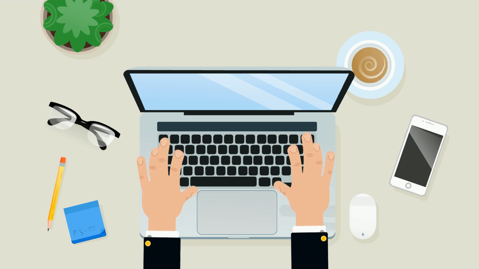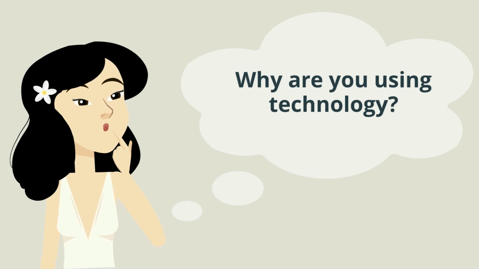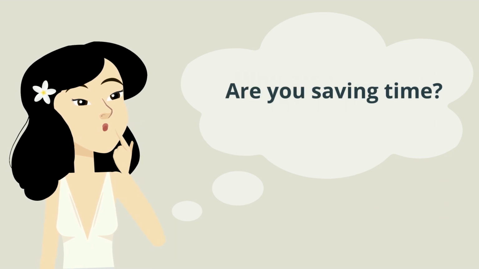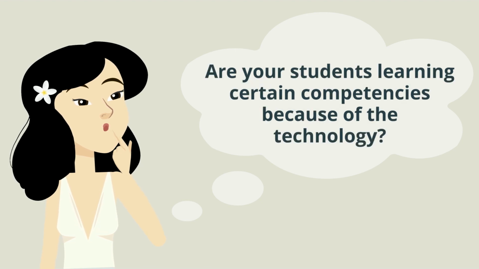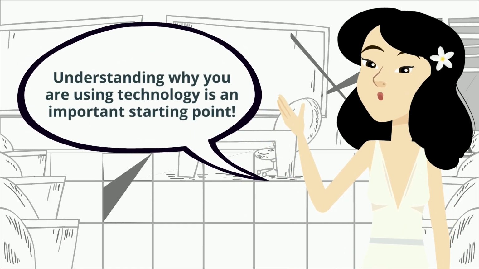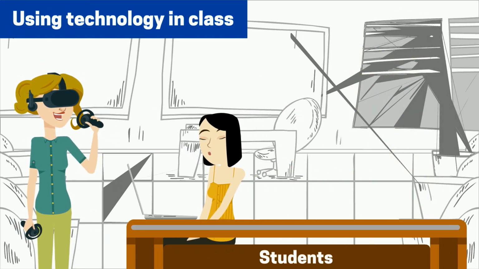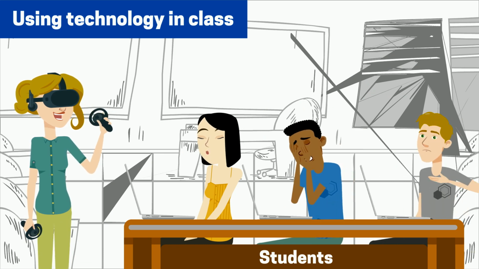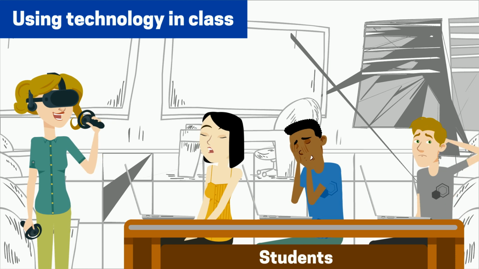When it comes to digital enhanced learning, we need to think about the aim of using the technology. Why are you using technology? Are you saving time? Are you becoming more efficient? Are your students learning certain competence because of the technology? Understanding why you're using technology is an important starting point. I have seen many teachers using technology without even thinking about this question, and often causing a very negative impact on students.